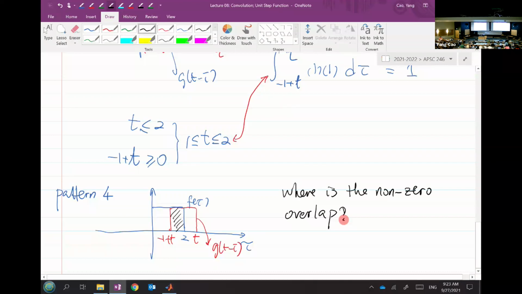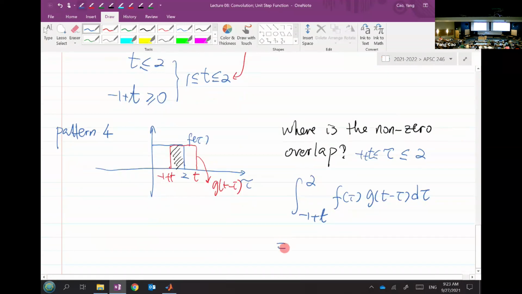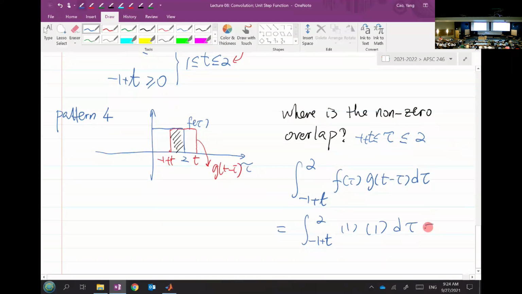Okay, so this answer to the question will give you the integral limit. So the integral limit here, again, tau goes from -1 plus t to 2. So you get the integral from -1 plus t to 2 of f of tau times g of t minus tau d tau. Again, within this range, both function values are 1. So the result is 3 minus t.